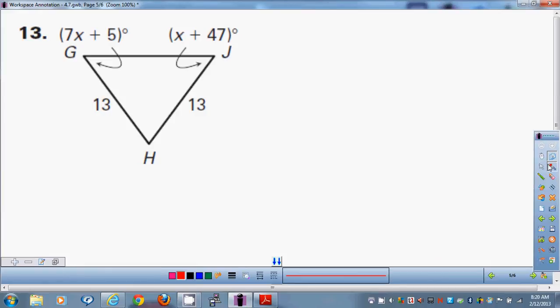Sorry, I didn't see the hands I was hoping for. Rachel, what can I assume about those two angles? They are congruent. And Rachel, what do I do with two things that are congruent? That's exactly what I do. So we're going to set these things equal. Subtract the x.